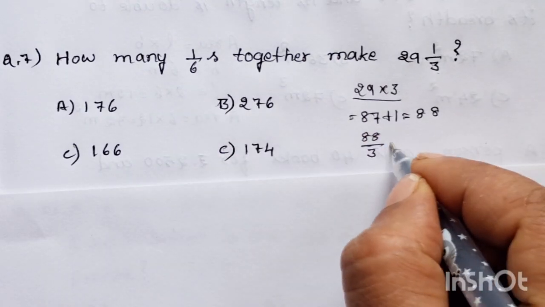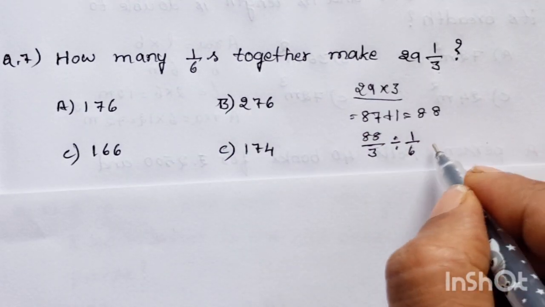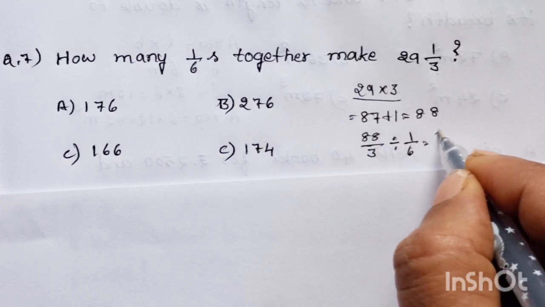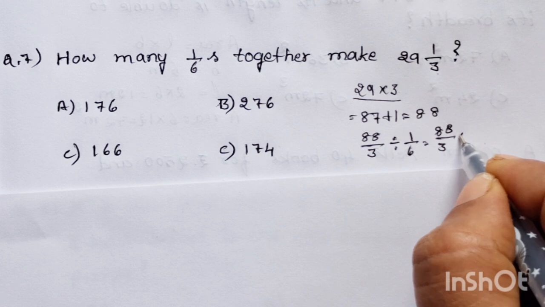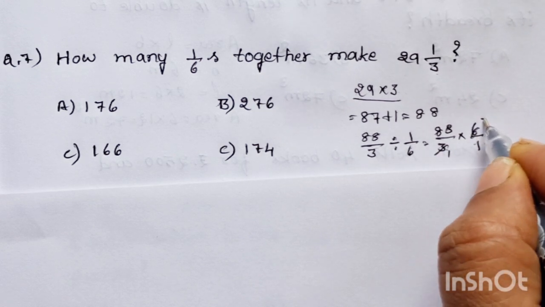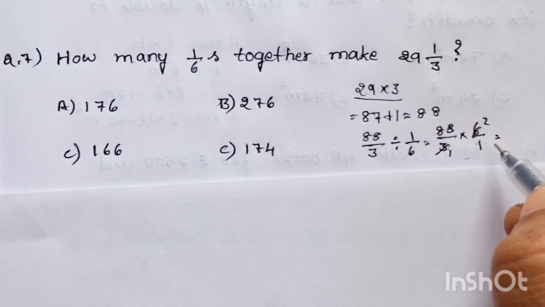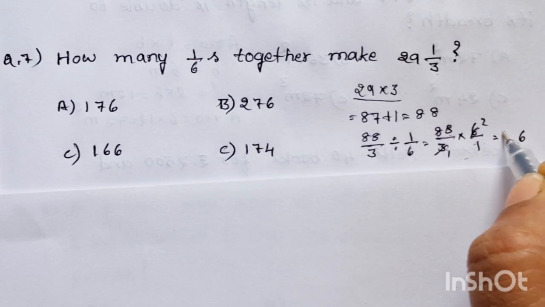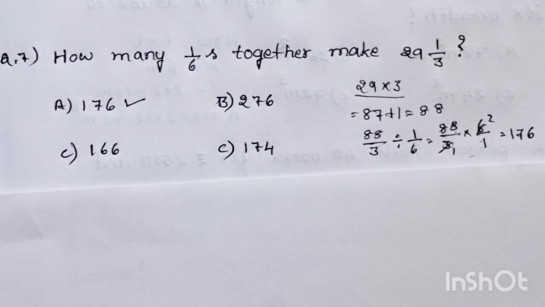This is divided by 1 by 6 and we change the division sign into multiplication sign. 88 over 3 multiplied by 6 by 1. So it is 2 8s are 16 and it becomes 176. So correct option is A, 176.